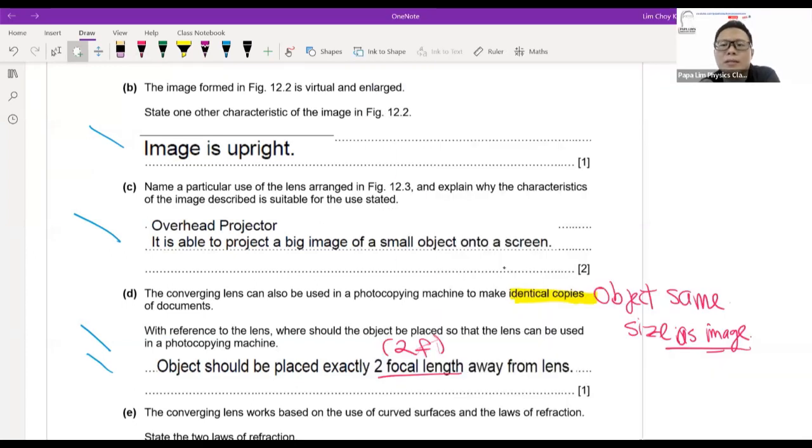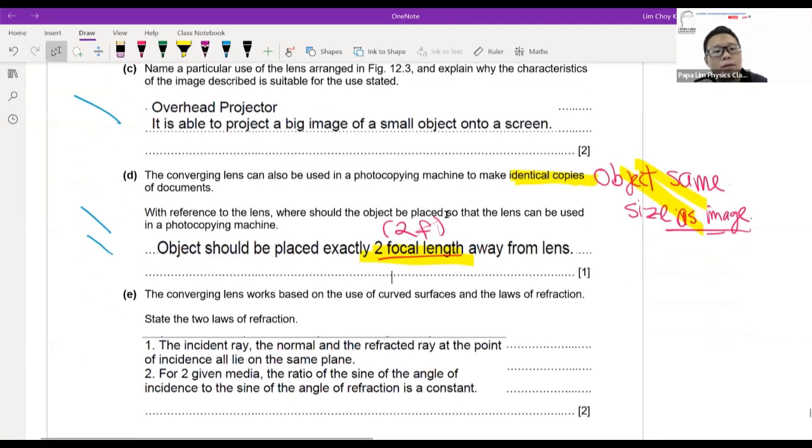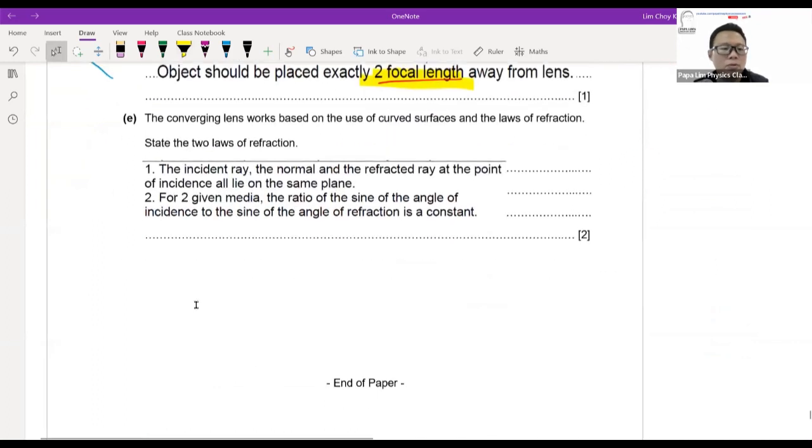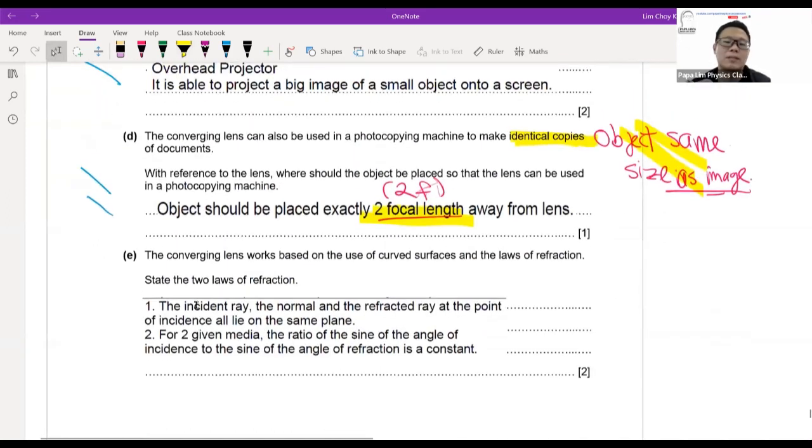What I'm trying to tell you is that the 6 scenarios are standard. So given the question, if you are well versed with the 6 scenarios, you actually know where the question is heading. In this case, if it's exactly the same size, there's only one particular scenario: the object has to be 2f away from the lens, because only at 2f does the image come out exactly the same size as the object itself. And law of refraction, I would say this is quite a standard question. This happens to be the last part of this particular question.